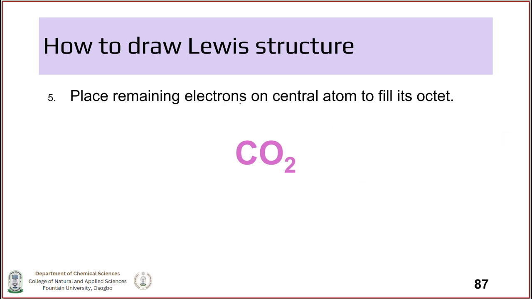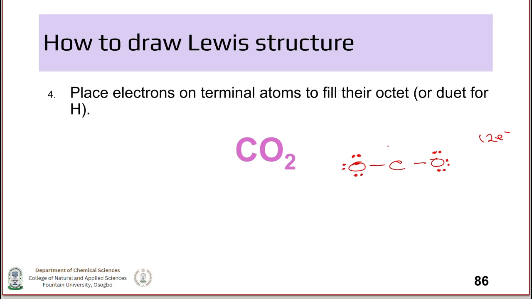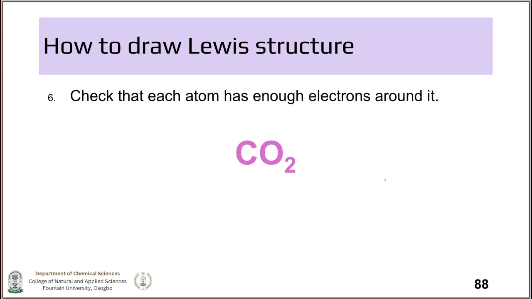Okay. And then place remaining electrons on the central atom to fill its octet. So we don't have any electrons remaining. There's no electron remaining to fill the octet for the central atom. So let's move to the next slide here. There's no electron left for this. And so let's just go on.